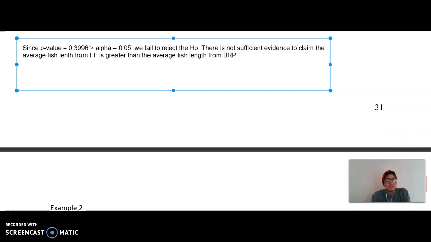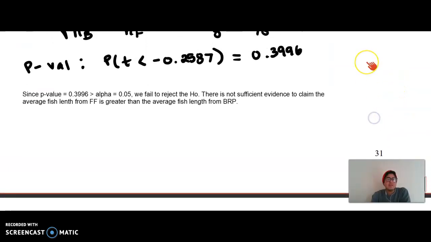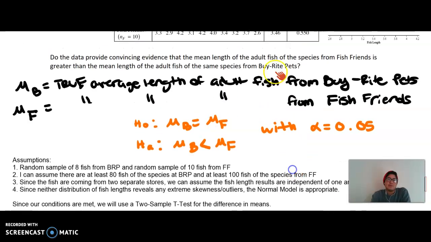Now, what type of error is associated with our decision? Here we've failed to reject the null hypothesis, and if we failed to reject and the null hypothesis was actually false, this would result in a type 2 error. So that's just an example of a typical inference question.